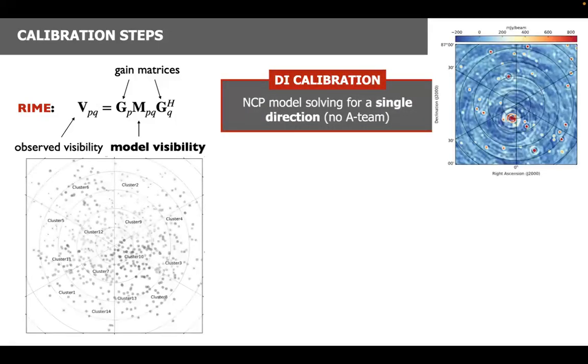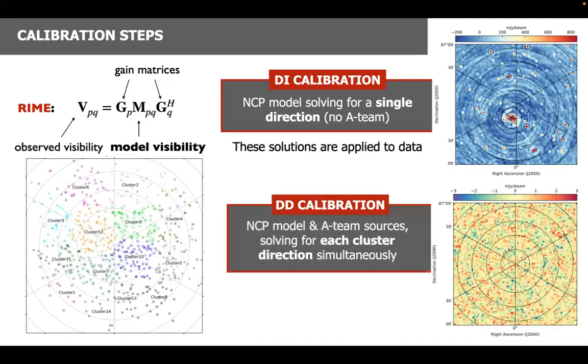So the first step is the direction independent calibration. That means that we solve using a single model of the NCP. We don't consider Cas A and Cygnus A, and we use the old model as a single direction. And so we get one single solution for the whole field. And we apply this solution to the data, and then we do a direction dependent calibration.